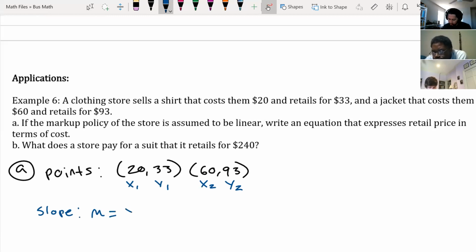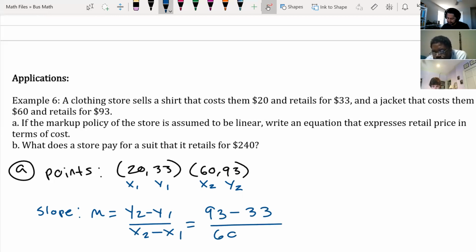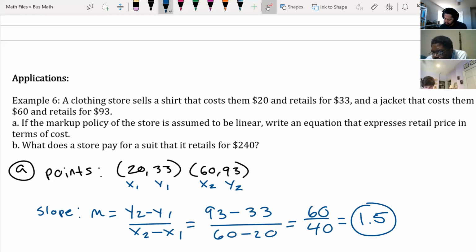M equals y2 minus y1 over x2 minus x1. And here, y2 is 93, y1 is 33, over 60 minus 20. I think that gives me 60 over 40. And again, this is business math, so we can just say 60 divided by 40, and that will give me 1.5 as my slope.